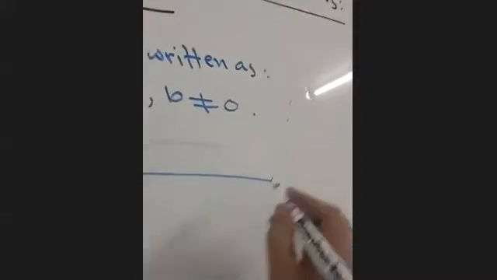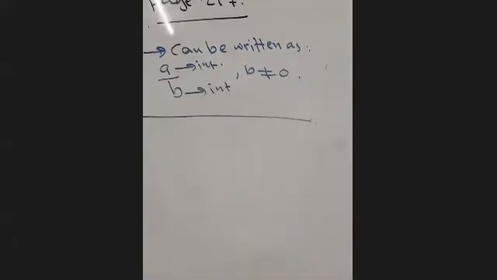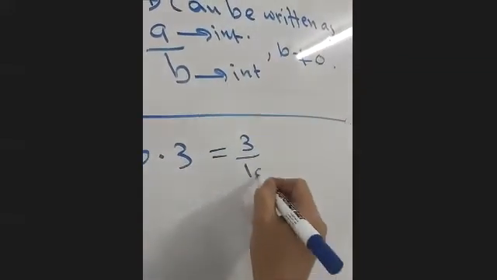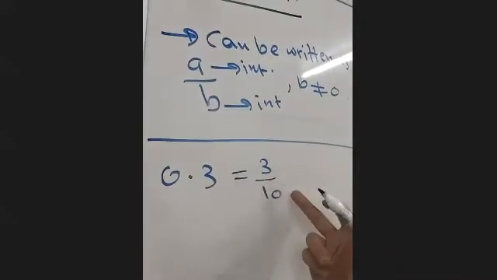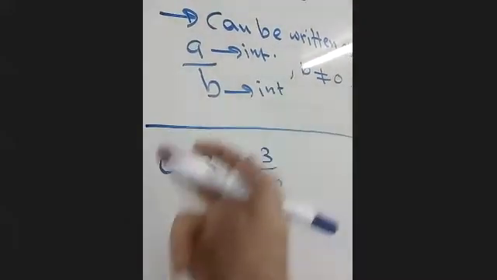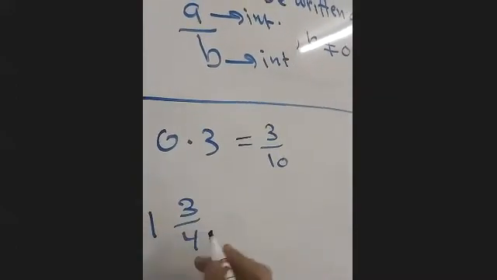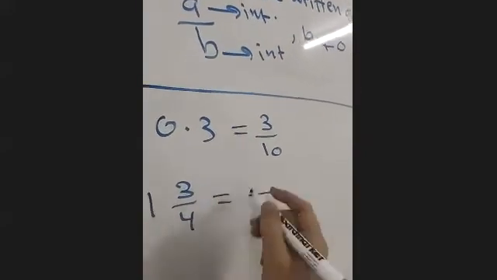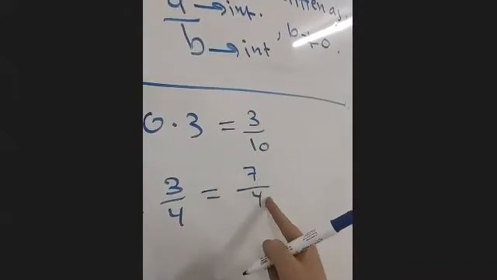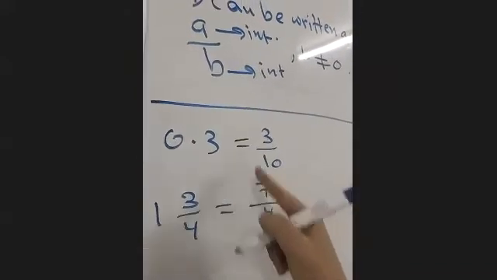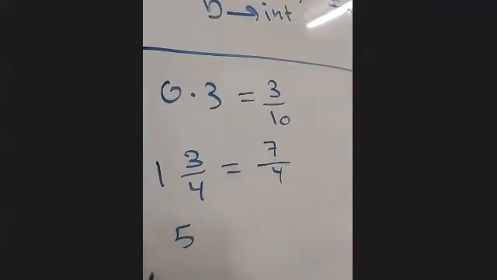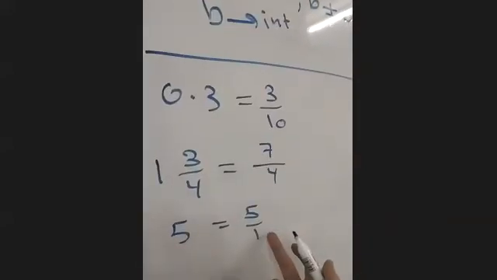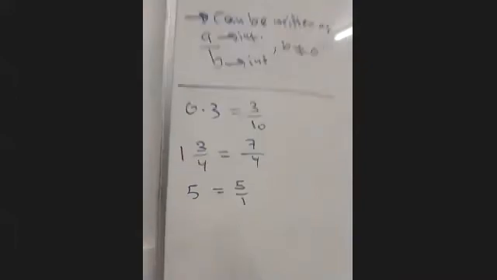So a rational number is any number that can be written as a over b. For example, 0.3 is a decimal, but I can write it as 3 over 10. 3 is the integer, and 10 is not 0, so it is a rational number. Like 1 and 3 over 4, it's a mixed number, but I can write it as a fraction, 4 times 1 plus 3, 7 over 4. 7 integer, 4 integer, and 4 not 0, so it's a rational number. Like the number 5, 5 is 5 over 1. 5 integer, 1 is not 0. So all of these numbers are rational numbers.